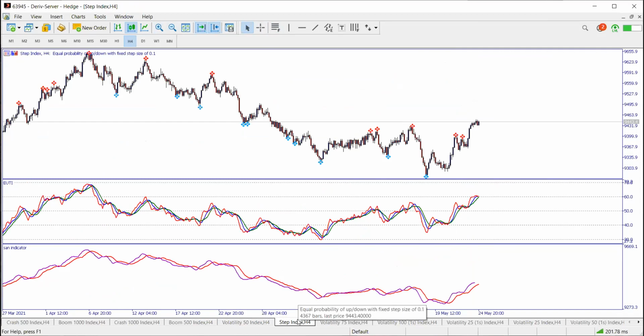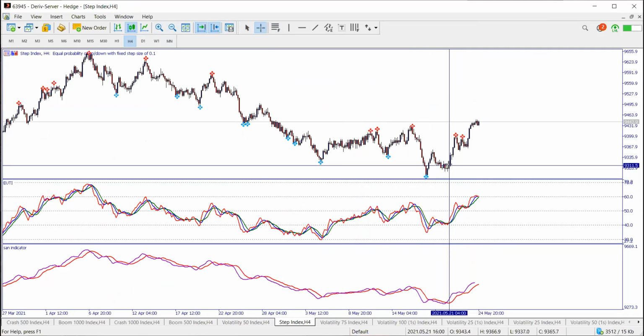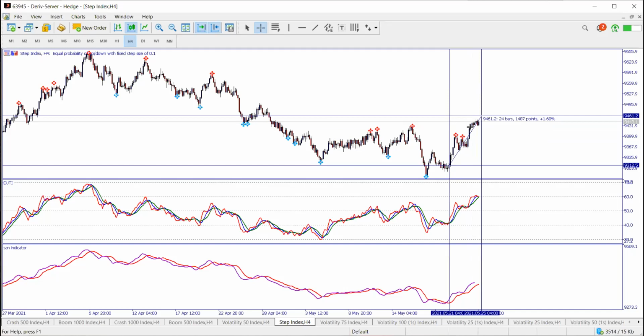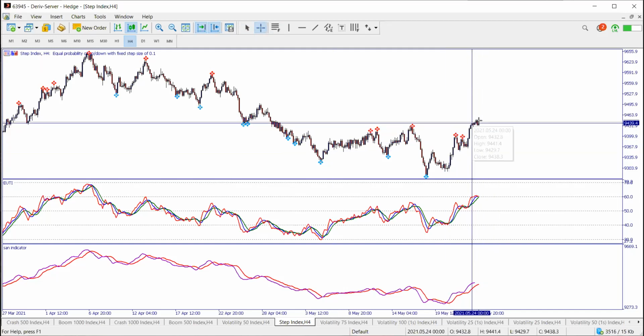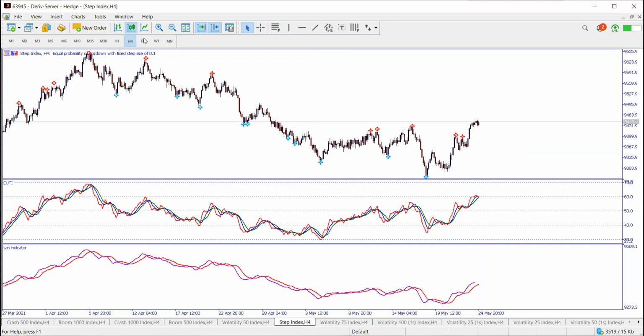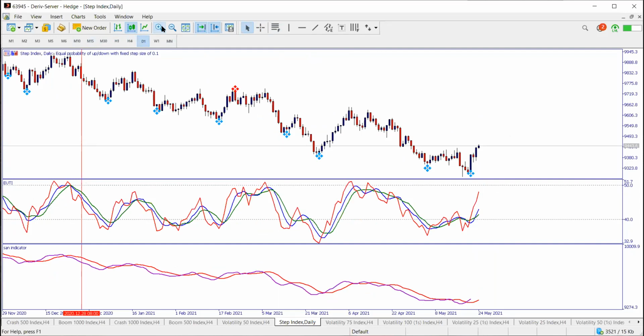Then we come to Step Index. Step Index has been in a buy. I remember I sent this signal. So it has been buying for long. Now we expect it to sell because we've gotten to level 60. So now that we're on level 60, we expect it to sell. So you don't buy it anymore. Wait for it to fall and then we sell it.